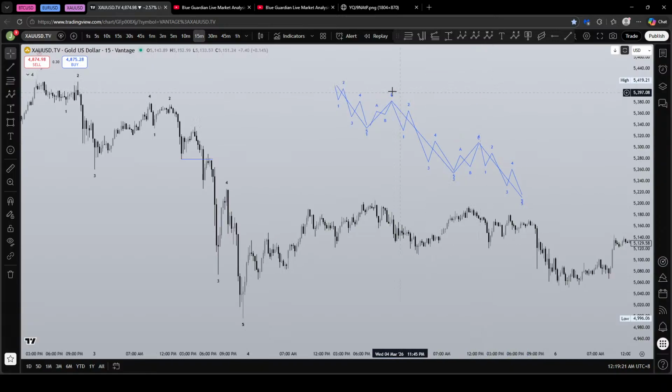When I say impulse motive wave, the structure is 5 3 5 3 5, meaning five waves down, three waves up for the bounce, and then five waves down, continuation of the downtrend, then three waves up for the downtrend bounce, and then another five waves down. That's the reason why we have here 5 3.